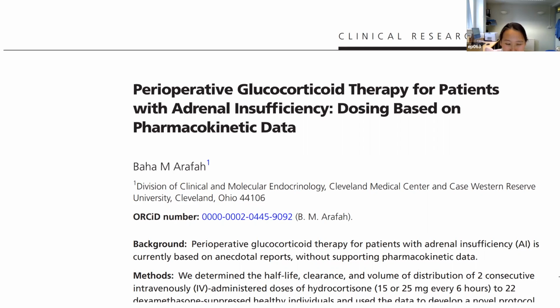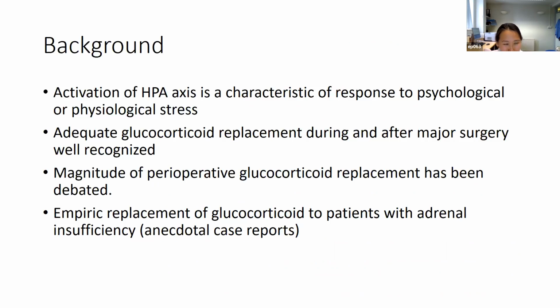And anyway, it was published last year in JCM. Okay, so just to start with a little bit of background. We know that the activation of the HPA axis is a characteristic response to any physiological or psychological stress. And the intensity of the response usually reflects the degree and duration of the HPA activation.